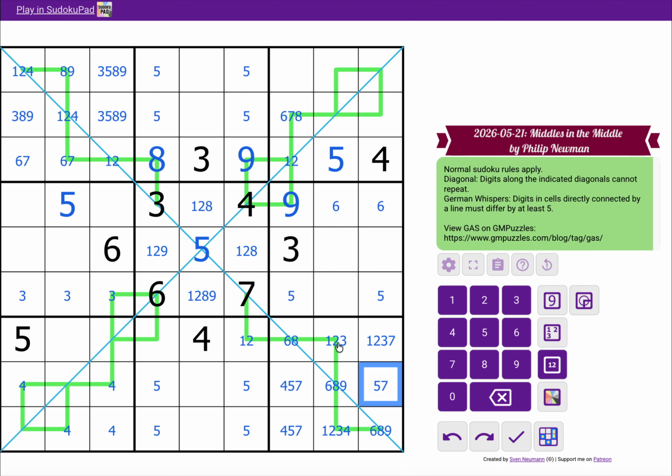I mean, 1s could technically also go here, here and here. 1, 4, 5, 7. Yeah, we're really close to having some more logic there, but no. What else do we know? 1, 2.